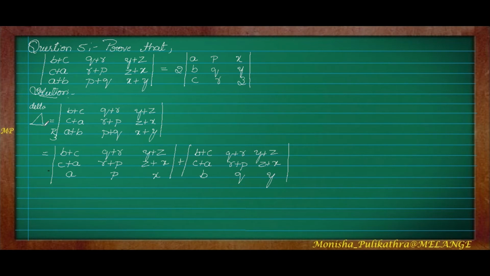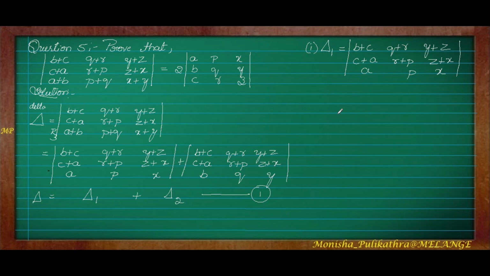Since the whole question is delta, this can be taken as delta 1 plus delta 2. Let this be delta 1 and let this be delta 2, and let this be equation number 1. After this, you have to solve delta 1 and delta 2 separately. First I will be taking delta 1. Delta 1 is this determinant: B plus C, Q plus R, Y plus Z; C plus A, R plus P, Z plus X; and A, P, X.